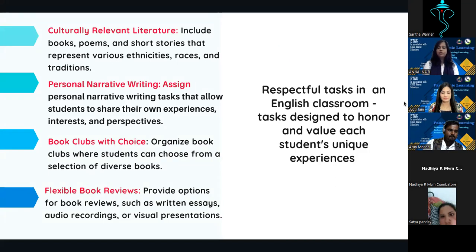culturally relevant literature when you talk about English. So include books and poems and short stories that represent different ethnicities, races, and traditions. You can assign them personal narrative writing tasks that allow students to share their own experiences, interests, and perspectives. And you can organize book clubs where students can choose from a selection of diverse books. And then flexible book reviews that provide options for book reviews such as written essays, audio recordings, or visual presentations. It's not like everyone has to write the book review. So you are giving them this flexibility.